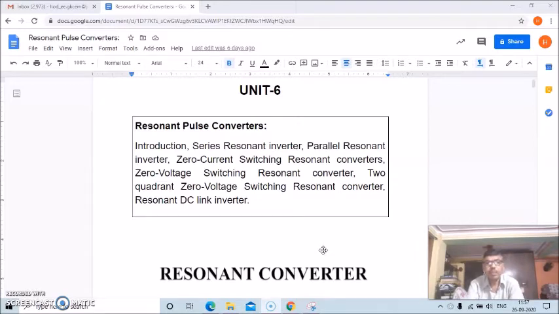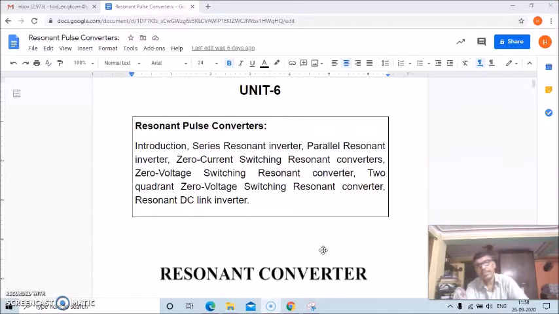So in the last class of our power electronics, we started a new unit, unit 6, that is resonant pulse converter. In the last class we discussed a basic introduction of this resonant pulse converter. So why resonant conversions, what is the basic class of resonant inverters, resonant DC-DC converter, series resonant link inverter, quasi-resonant converter, resonant conversions, its advantages and disadvantages.